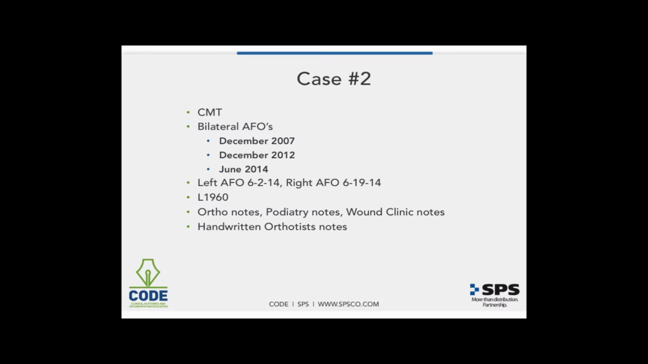And then notice also we had 2 different delivery dates. So the left was delivered on the 2nd of June and the right wasn't delivered until the 19th of June. That was because they were waiting for bandages to be removed. There was a debridement and a surgery, and they were waiting on the right side, waiting for the bandages to come off before taking a good cast of the right and finishing that one up. So these were both L1960s, and this is from the same practice that we talked about in case number 1.